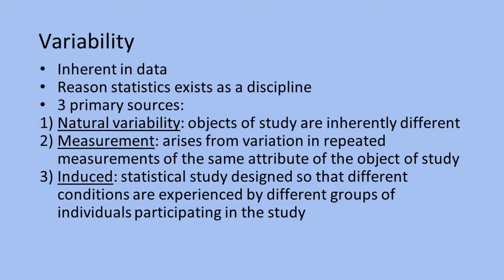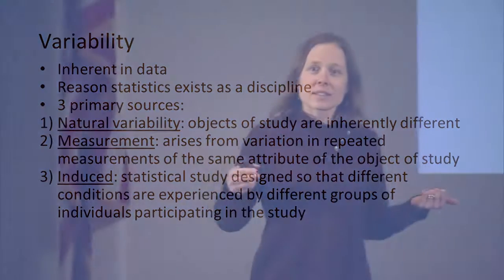So number one is natural variability. Objects of study are inherently different. So for example, if I'm trying to say how tall are females in America, there's variability to that because not every female in America is the same height. So that's the idea of natural variability.